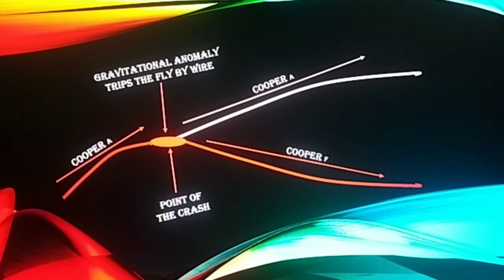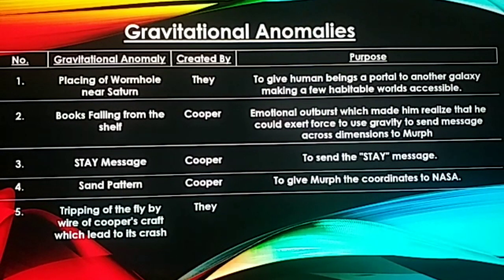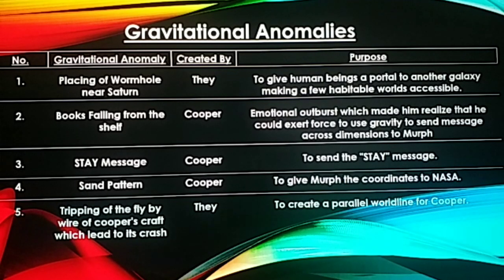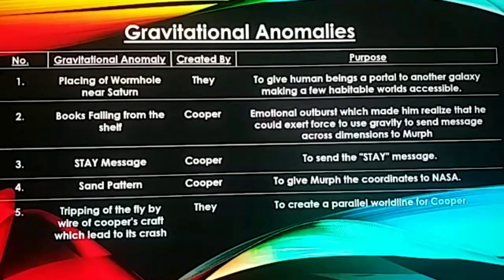So, the fifth gravitational anomaly was created by they, and the purpose was to somehow force Cooper to quit NASA so that a parallel world line for Cooper will be created in which he won't be an astronaut with NASA. In this case, he chose to be a farmer and became Cooper F. Now, how did they use this parallel world line of Cooper to save humanity, and why was it necessary to do it this way? That is something you're going to find out later in this video.